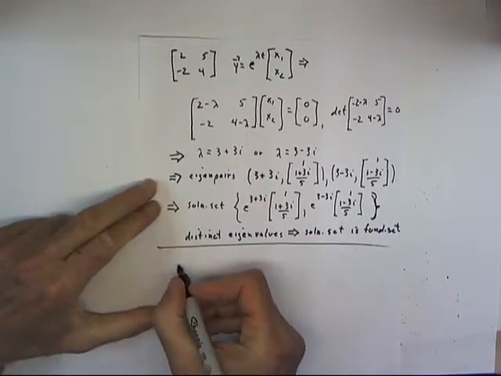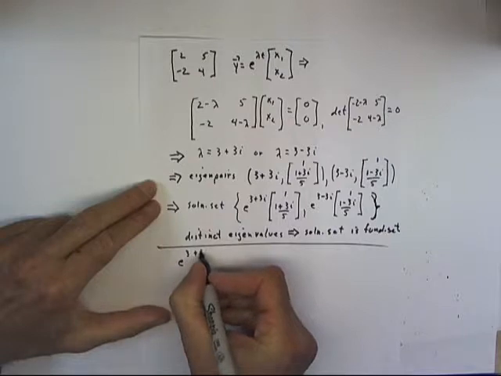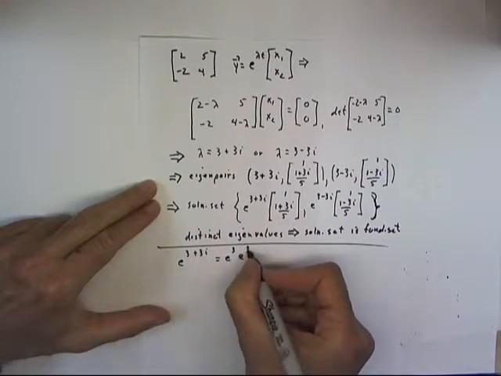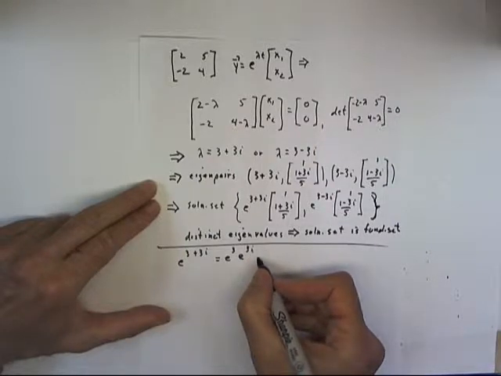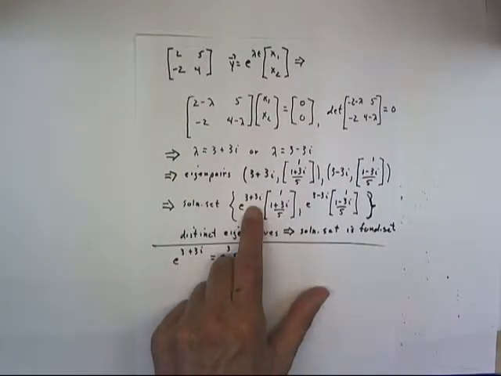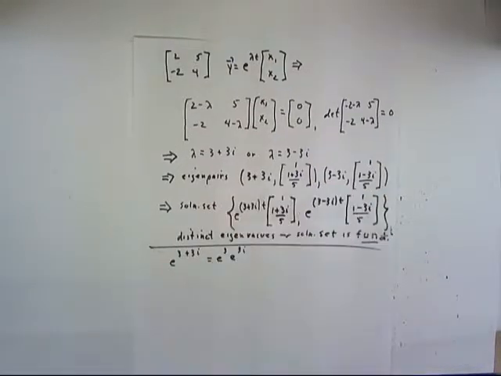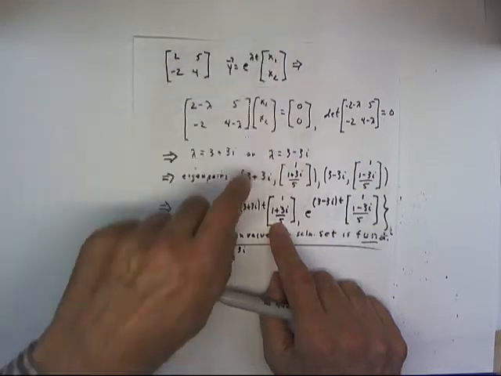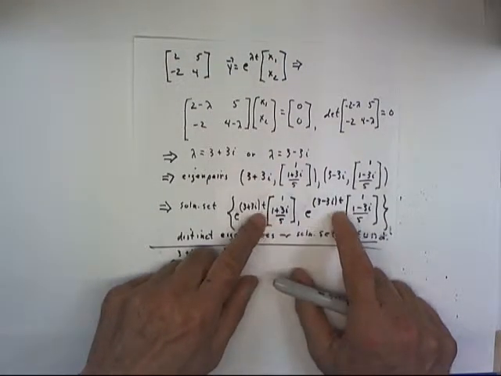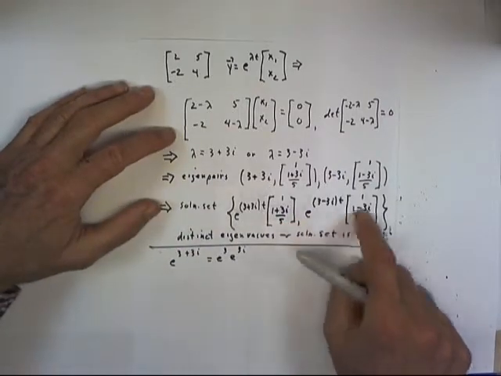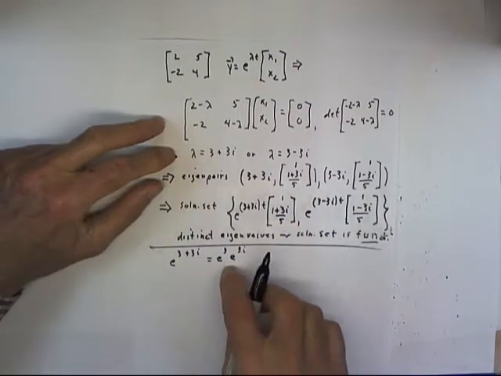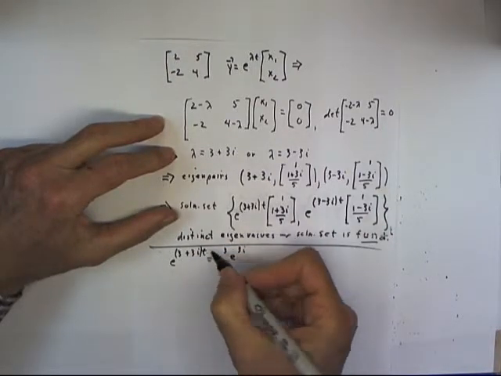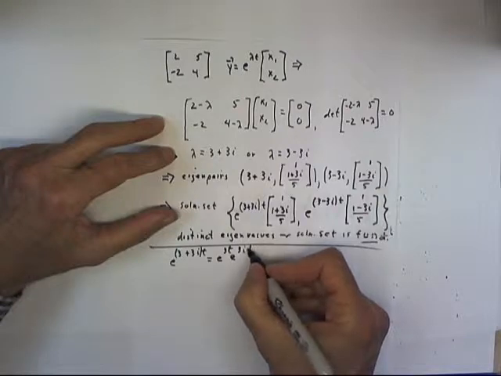So e to the 3 plus 3i equals e to the third times e to the 3i. And I've left something off of both of these. The assumed solution was, of course, e to the lambda t times the x1, x2, and I simply didn't write down the t's in these exponents, so I had to go back and repair that. I didn't discover that till I got down here and realized something was missing. So we've got to put the t's in here.